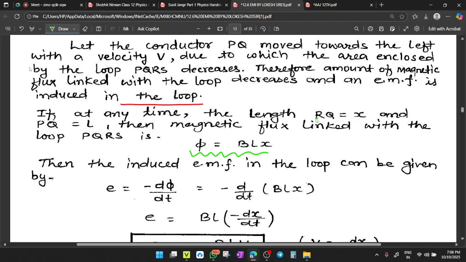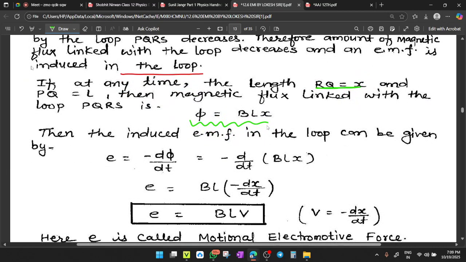If at any time the length of the loop RQ equals X and the breadth PQ equals L, then the magnetic flux linked with the PQRS loop equals BLX. Clear? Now, what is Faraday's law?